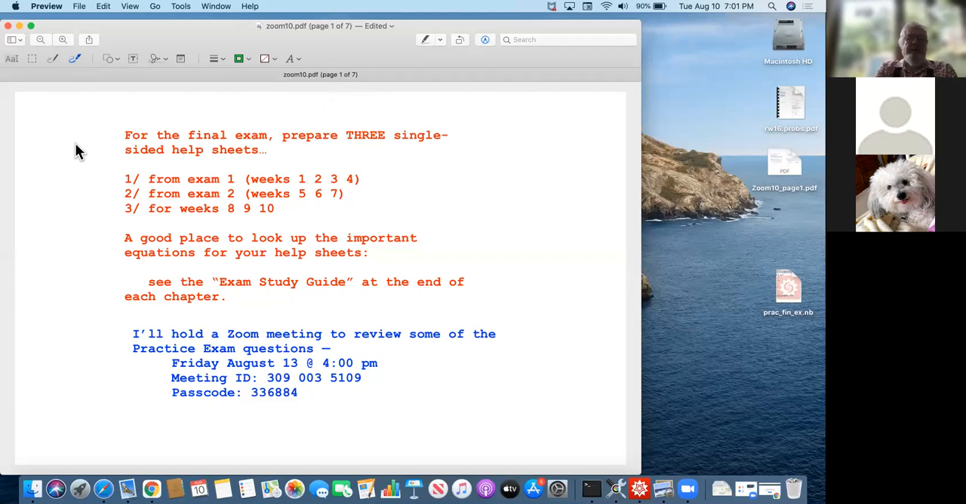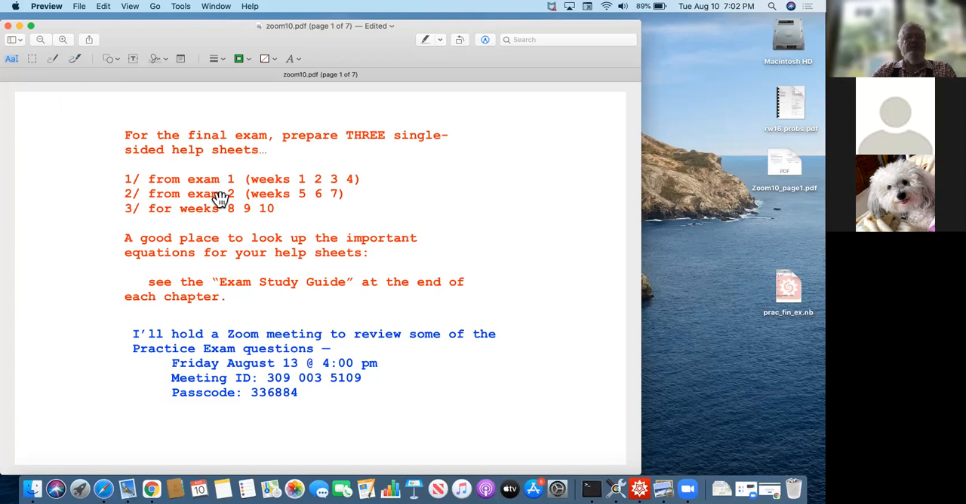So next week is the final exam, starting Monday. And you should have read the information from Dr. Naj. You can use 3 single-sided help sheets: one from exam 1, that was weeks 1, 2, 3, 4, 1 page from exam 2, weeks 5, 6, and 7, and then you'll also need a 3rd help sheet for the last 3 weeks, weeks 8, 9, 10. This is week 10 today.